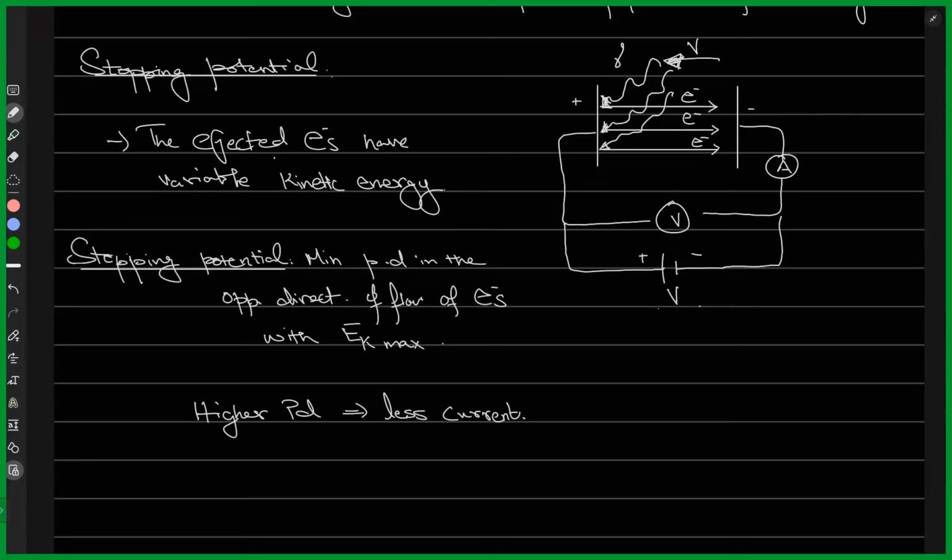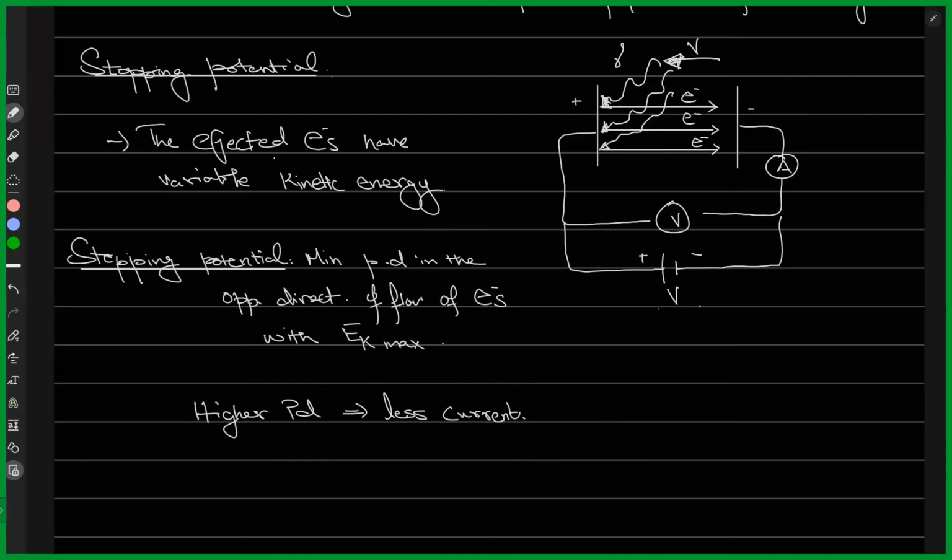Now, if I keep on increasing this potential difference, it results in a decreased value for current. If you record it in a meter, you can see the current would be reduced, which really just means that less number of electrons are reaching the negative terminal. So is that clear? Do not confuse this, higher PD, less current. You might say that it contradicts V equals IR, but this is not that. This is the opposing potential difference, with respect to the motion of the electrons.